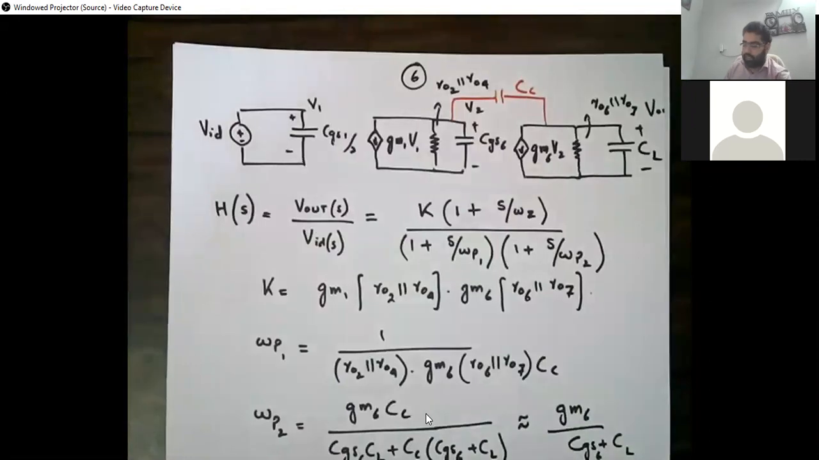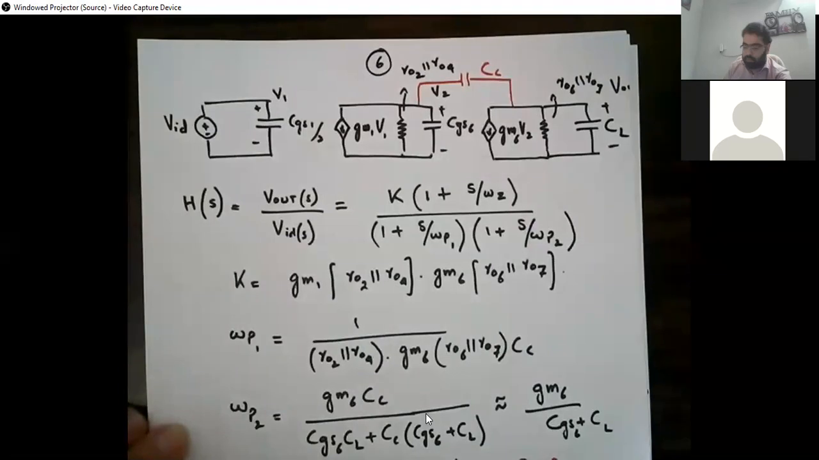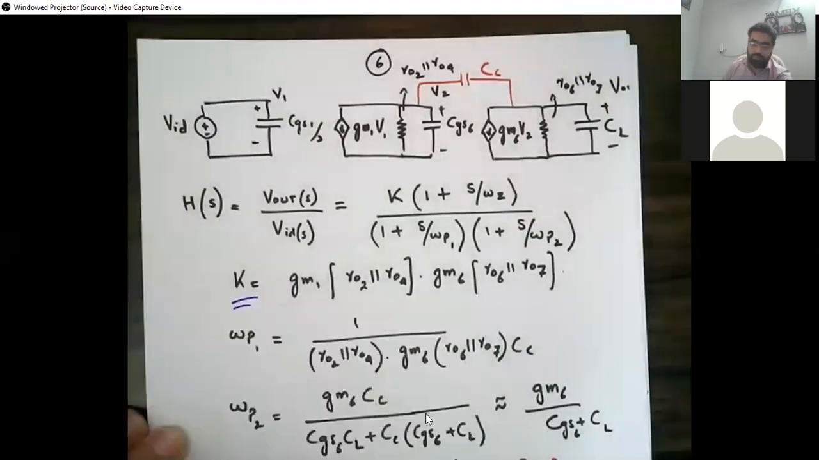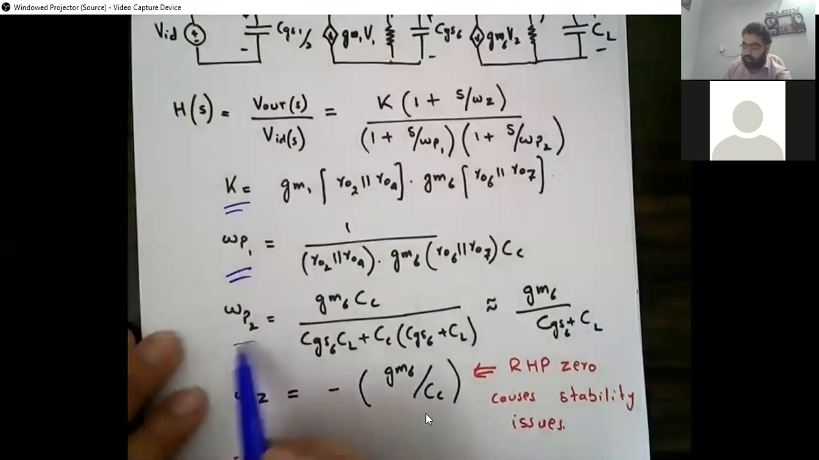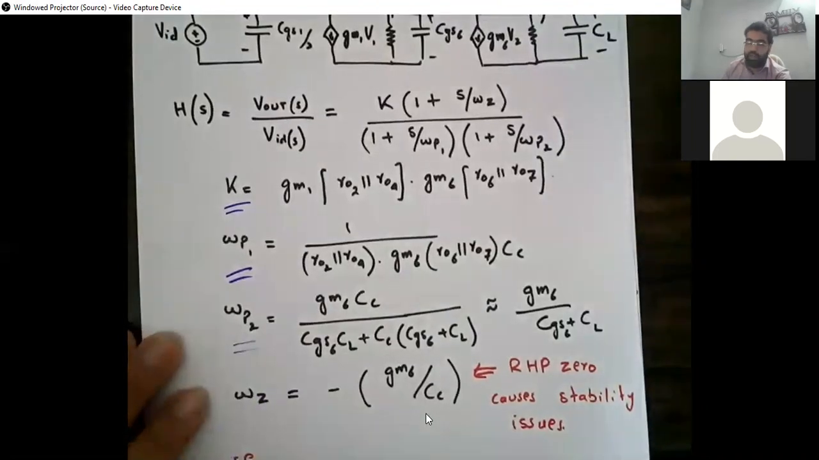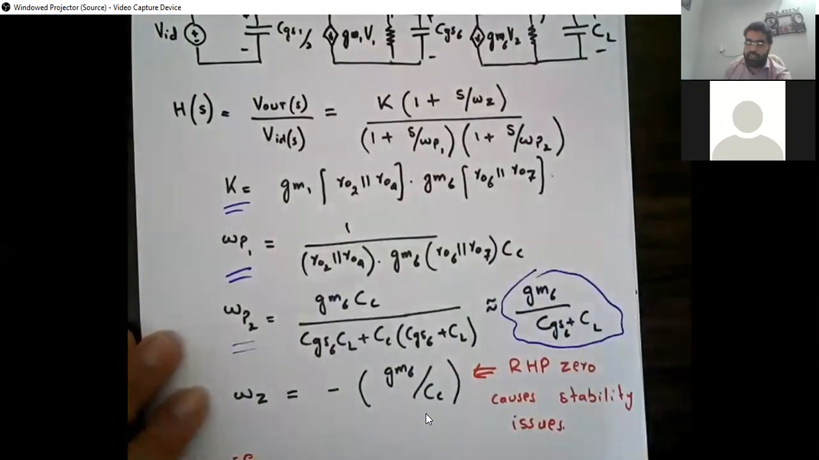Just draw the circuit again. We reach to this point that K is known to us, omega P1 is known to us, which we did previously. Omega P2 is also known to us. This is the exact expression, and this is an approximate expression, assuming that CC is greater than CGS6.